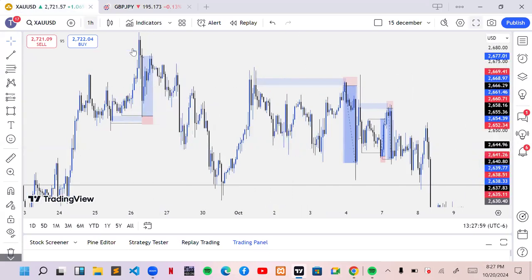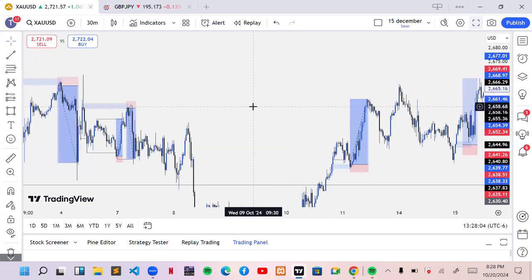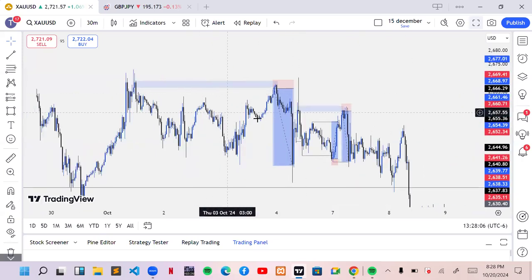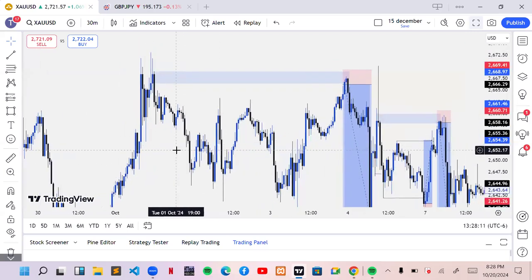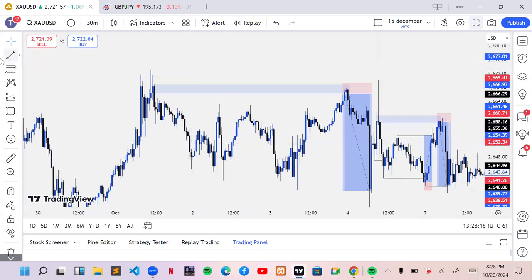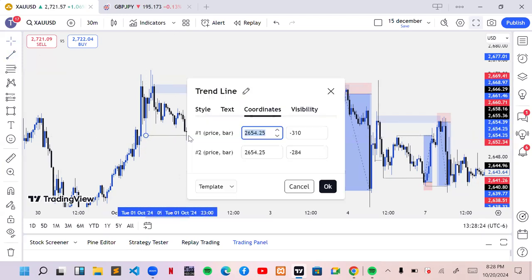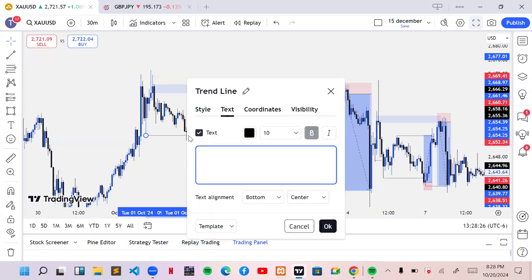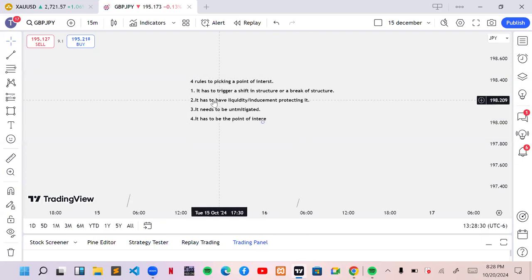While I'm going through those rules, I'll be giving an example with a trade I took. So you have to make sure that your point of interest triggers a shift in market structure or a break of structure. For this particular trade that I took here, you have to notice that there was a shift in market structure right here. For each rule that I call out, I'm going to demarcate it here on the chart. So there was a shift in market structure right here. And the second rule says it has to have liquidity or inducement protecting it.